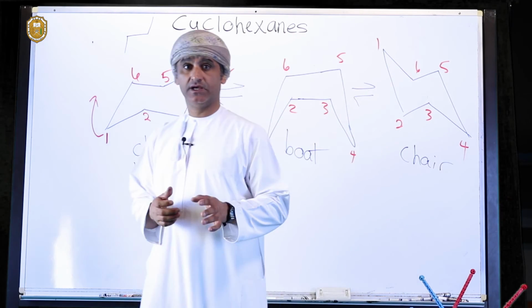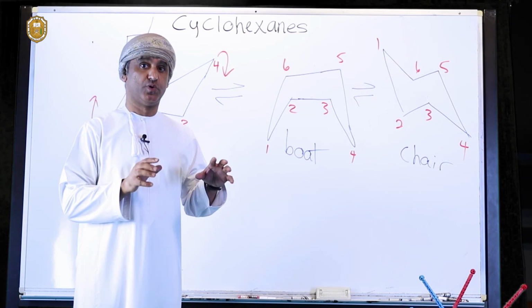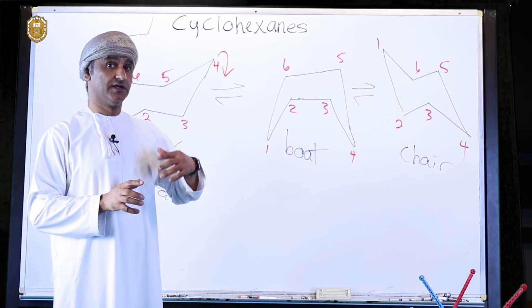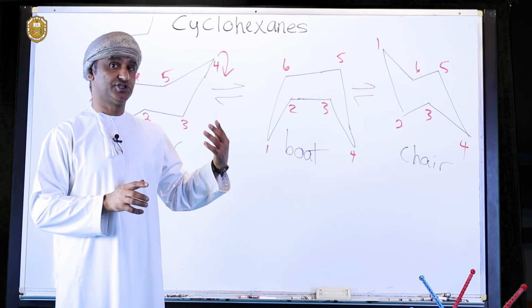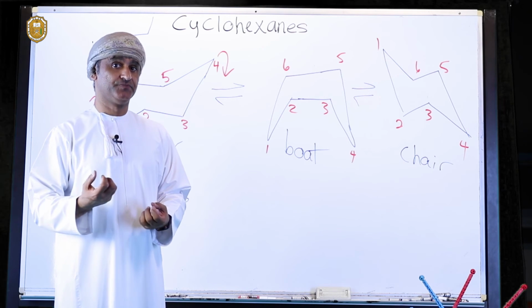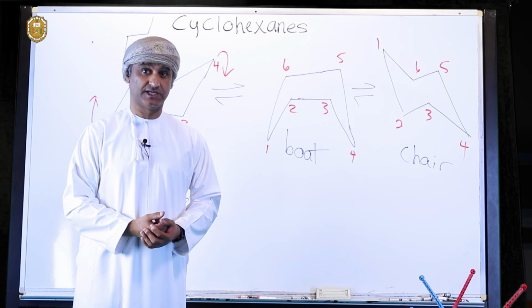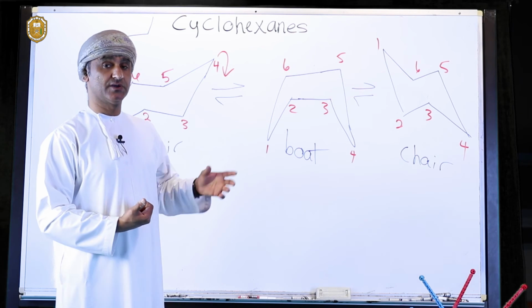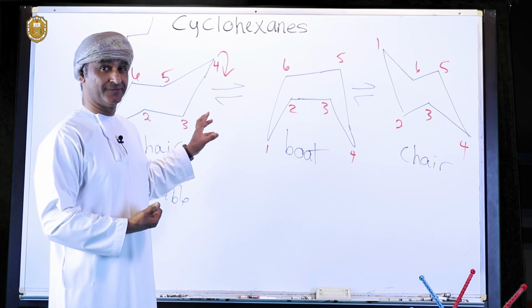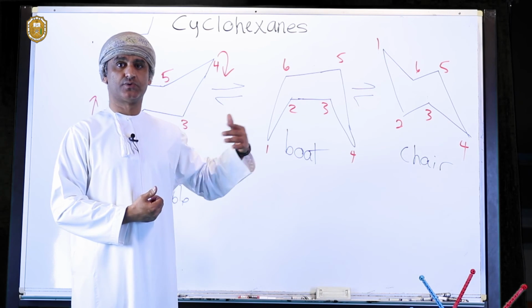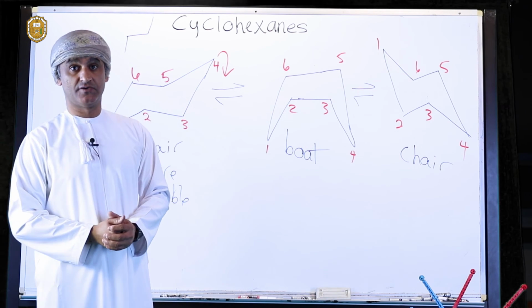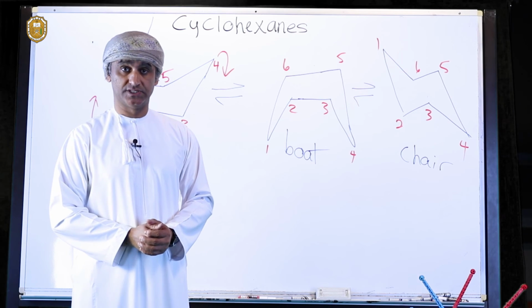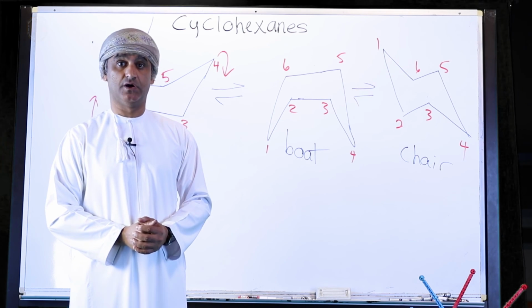So there are 2 important conformations in general of cyclohexane, chair and boat. Of course, there are other conformations of cyclohexane, but they are less important. We can go from one chair to another chair through an intermediate boat. The chair conformation is more important than a boat conformation of cyclohexane.